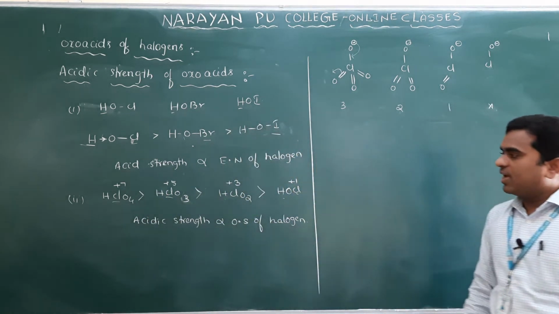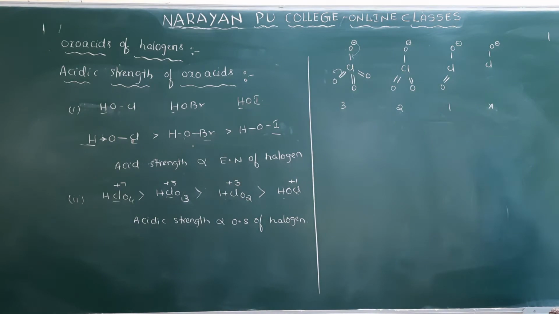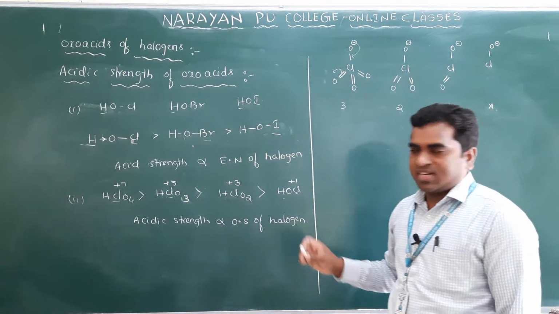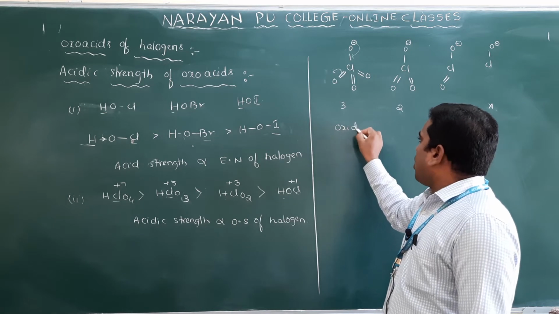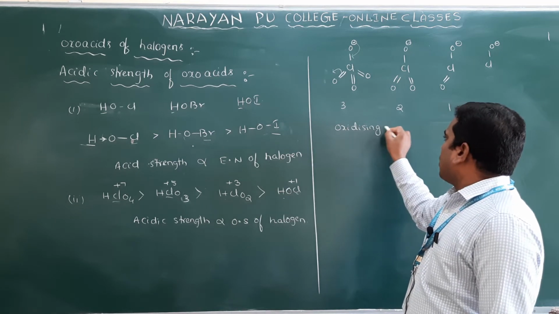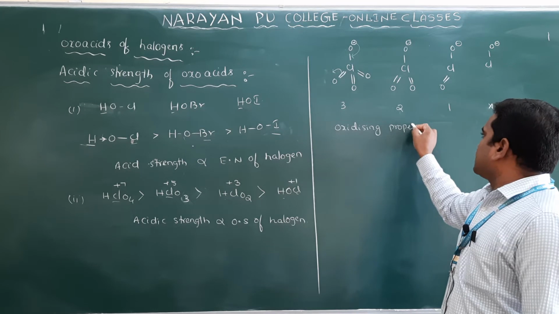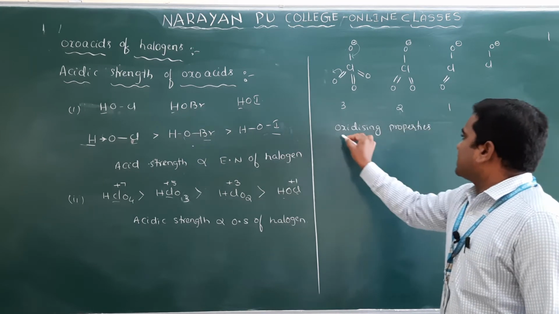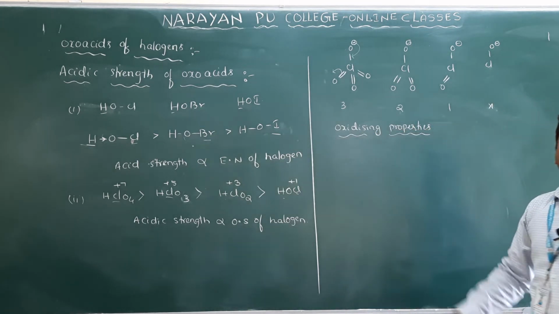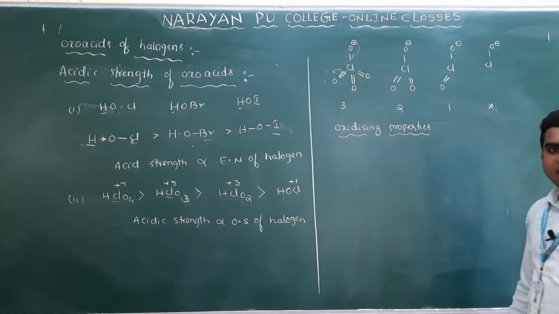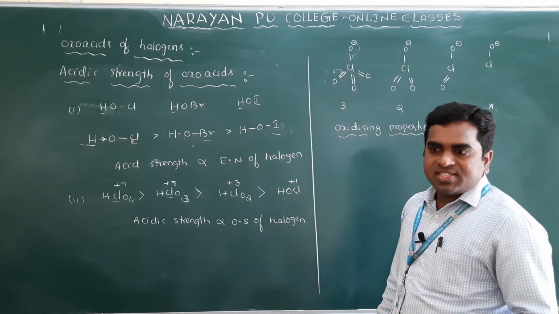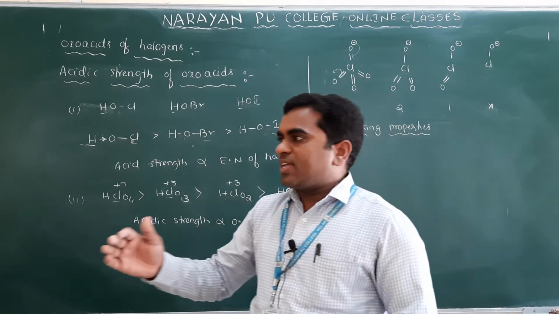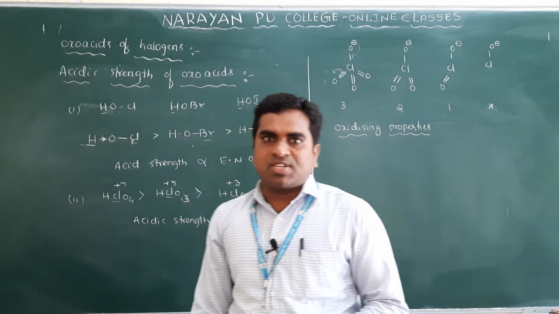Strongest acid. Clear? So this is about the acidic strength. Next one, oxidizing properties. Clear? So, hypochlorous acids act as powerful oxidizing agents. Oxidizing agents means what do they have to do? They have to provide oxygen to other substances.